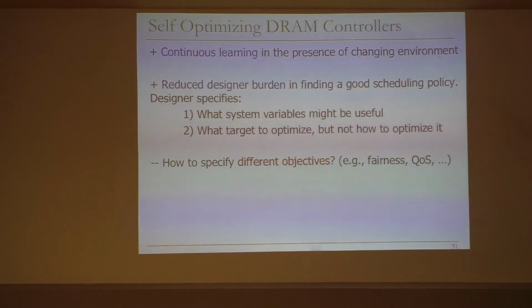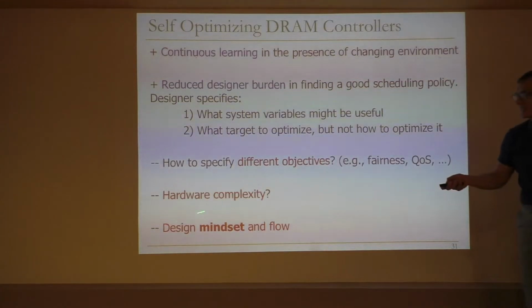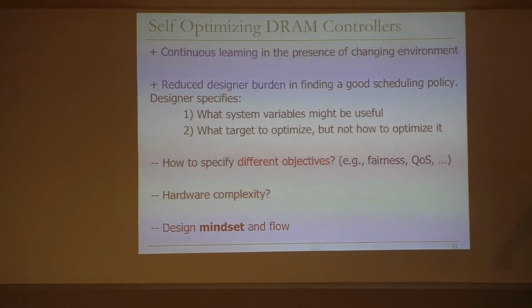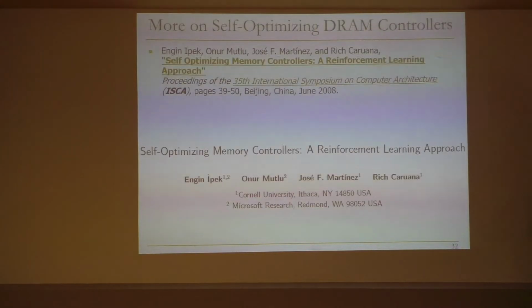Okay, how do you specify different objectives? I think there's a lot more work to be done in this area. How do you specify different objectives? What is the hardware complexity? And I think also a mindset in the design. We need to change the mindset, because the mindset in design today is human design policies. We don't really have a design tool flow for machine learning or learning operated policies also. I think this requires some more thinking, of course. I just put it out here, but I think our design flows need to change to really enable these learning-based controllers. If you're interested, this is the paper that talks about it.